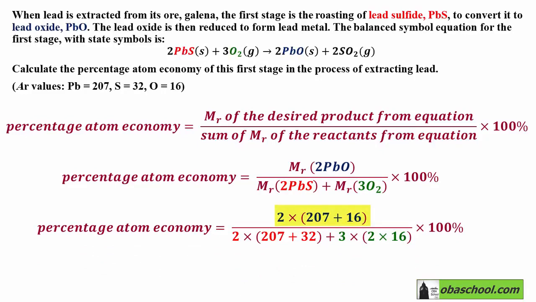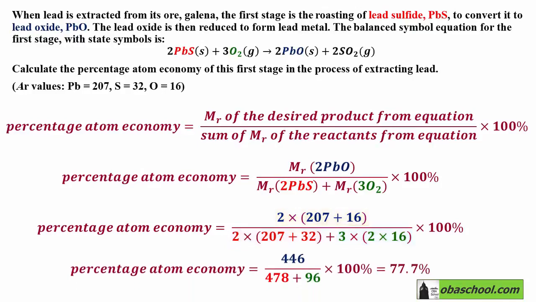So here we have 2 times 207, which is the relative atomic mass of lead, plus 16, divided by 2 times 207 plus 32, 32 being the relative atomic mass of sulfur, plus 3 times 2 times 16, because we have an O2 molecule, times 100, and thus we have 446 divided by 478 plus 96, times 100%, which is equal to 77.7%.